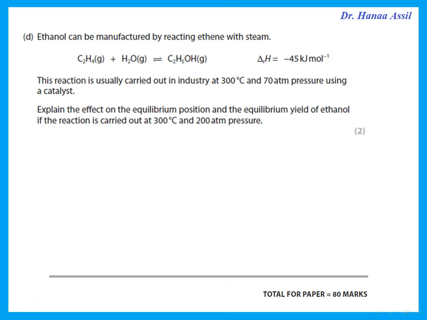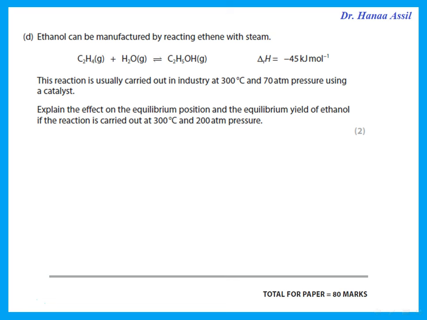Last question says ethanol can be manufactured by reacting ethene with steam. This reaction is usually carried out in industry at 300 degrees Celsius and 70 atm. Explain the effect on the equilibrium position and the yield of ethanol if the reaction is carried out at the same temperature, but we're increasing the pressure. Instead of 70, I'm going to put 200 atm. Now, he tells me that this reaction is exo. The forward reaction is exo. Delta H is minus 45. So the forward reaction is exothermic.